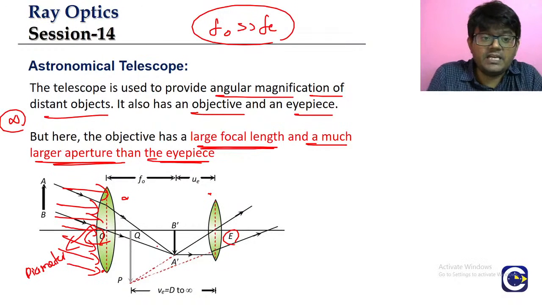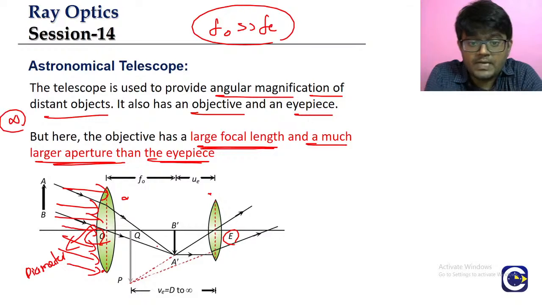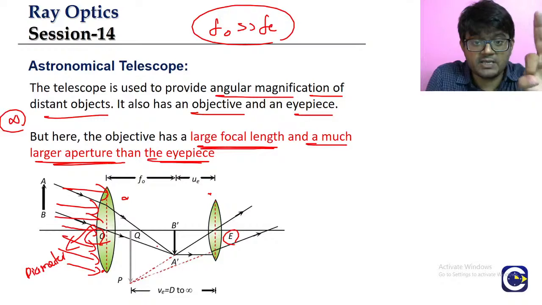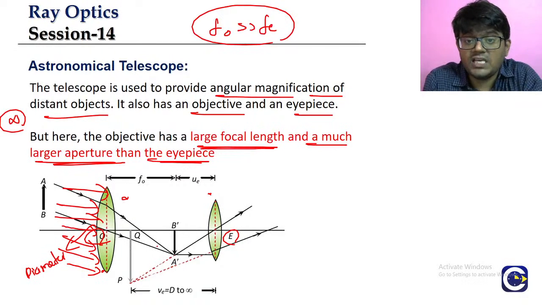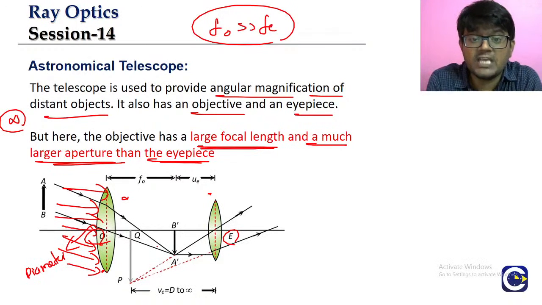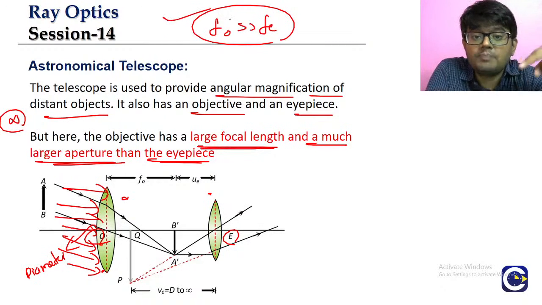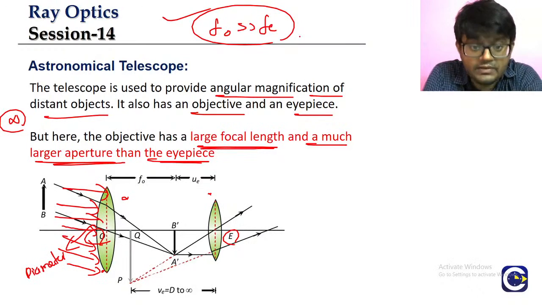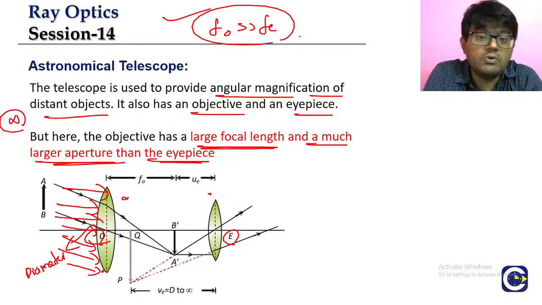Remember the difference between the compound microscope and the astronomical telescope? In the compound microscope, for the objective we took a small aperture because it is a micro object. We don't require a larger aperture. But here we take a larger aperture for the objective because we want to allow more light rays to come in so that the image will be bright. And why should the focal length of the objective be very high in comparison to the focal length of the eyepiece? We will be able to understand that once we discuss the outcomes of the astronomical telescope.